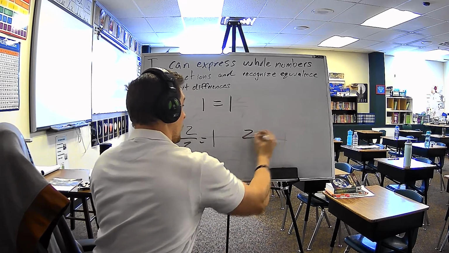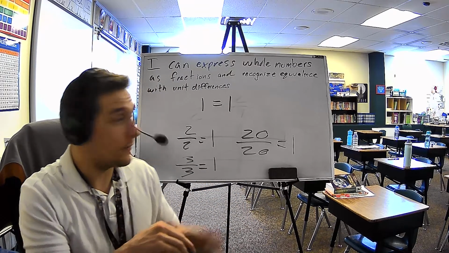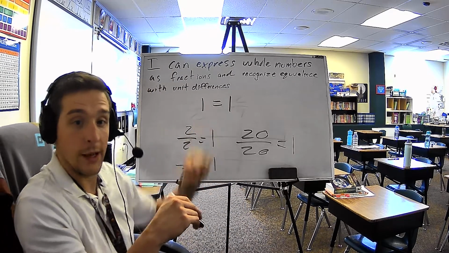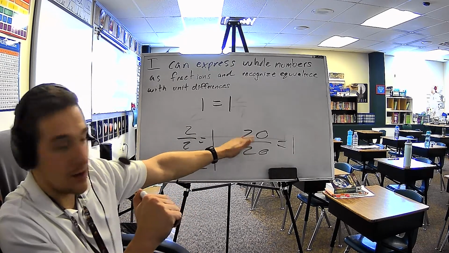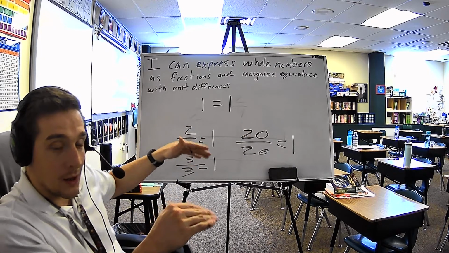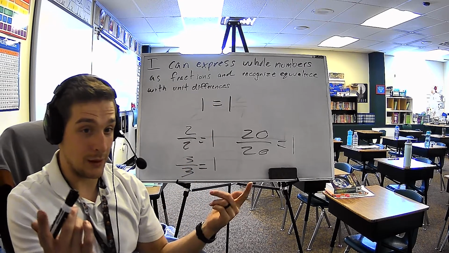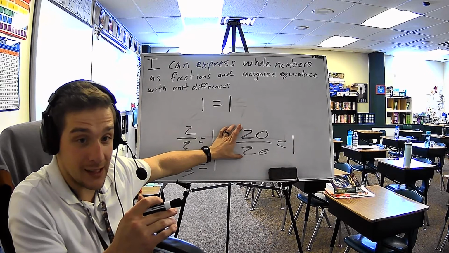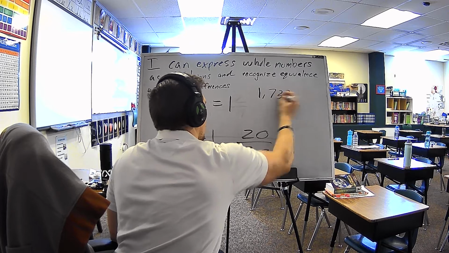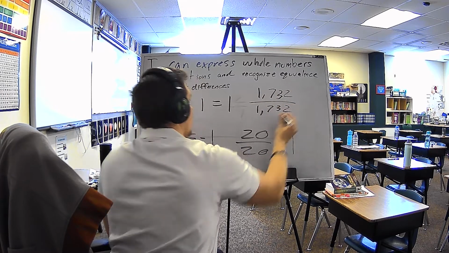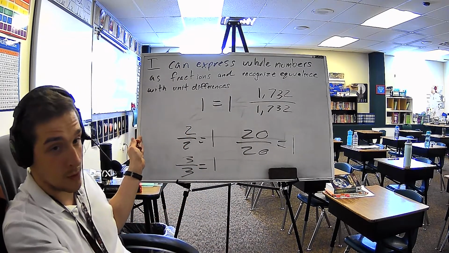We can continue on and say that 20/20ths is equal to 1, which means if all of these equal 1, they're all equal to each other. 2/2 is equal to 3/3. 3/3 is equal to 20/20ths. 20/20ths is equal to 2/2. Basically, if the top number is equal to the denominator, it equals 1, which means any combination like this will equal 1. So if I had 1,732 over 1,732, that equals 1, which means that is equal to everything else currently written on this board.